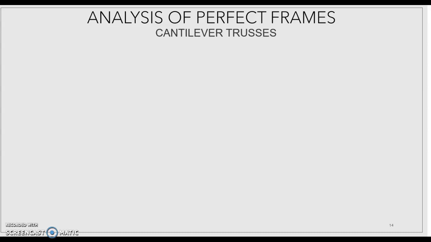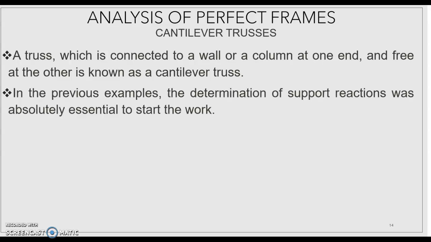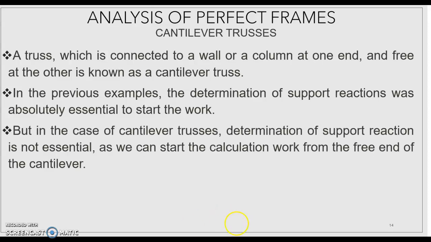Hi, this is the second part of the analysis of perfect frames: the cantilever truss. A truss which is connected to a wall or column at one end and free at the other end is known as a cantilever truss. In the previous part, we discussed simply supported trusses, where the support reactions are essential to start the work. Here there is no need to calculate support reactions. You can start the calculation from the free end of the cantilever.